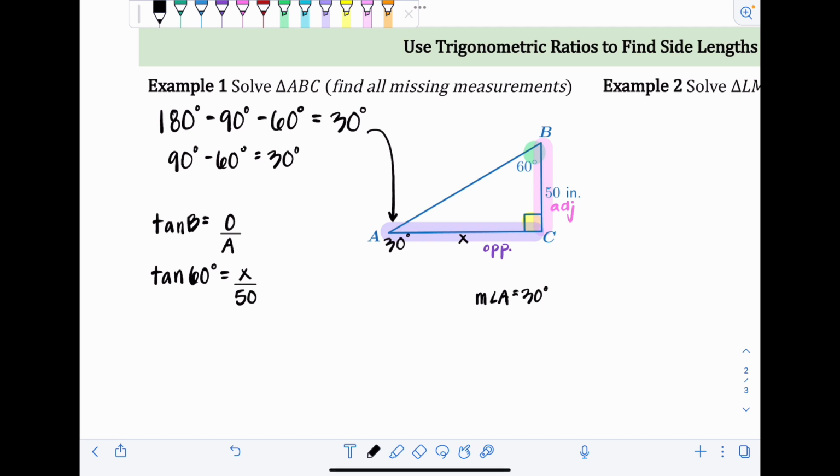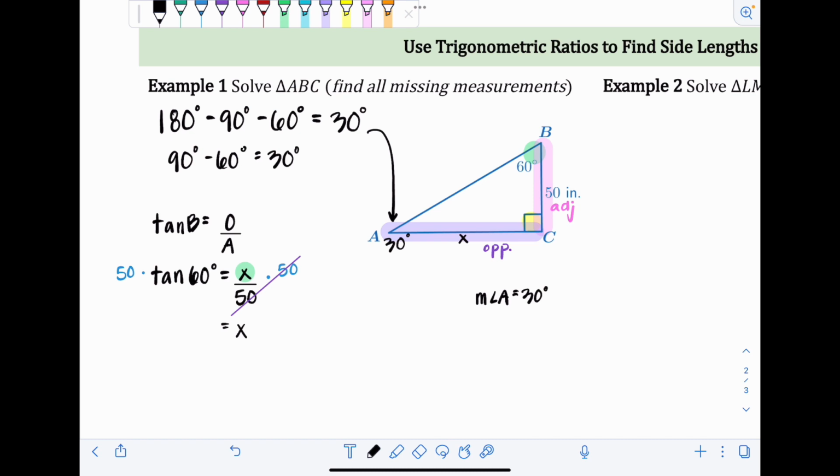And now I have a one variable equation where I can go ahead and solve for X. I just have to get it by itself. So right now X is being divided by 50. So to cancel out dividing by 50, I would multiply both sides by 50 because those are opposite or inverse operations. And multiplying by 50 and dividing by 50 cancel each other out. So on the right side of the equal sign, I would just have an X.